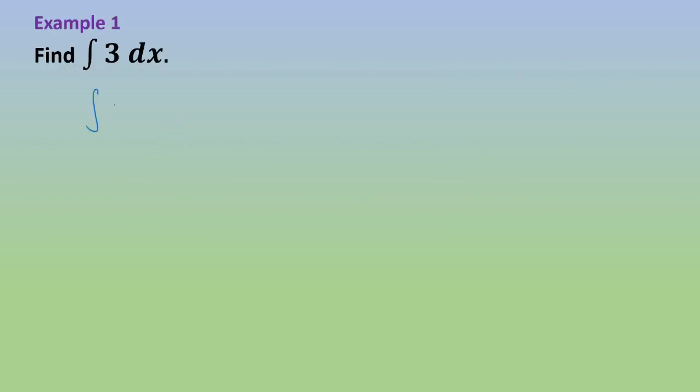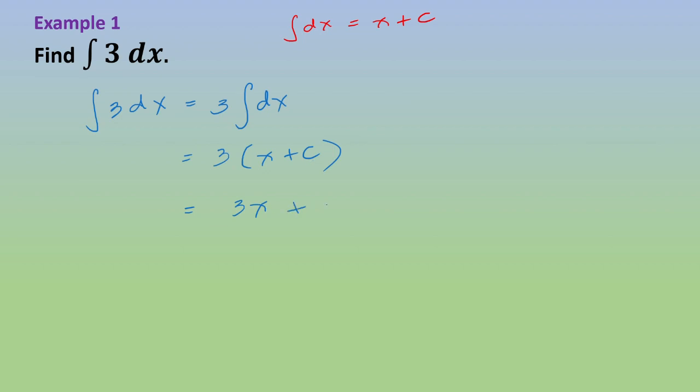So let's say we have the integral of 3 dx. We can have this as 3 and then integral of dx. Going back to our earlier slide, the integral of dx is equal to x plus c. So therefore, this would be 3, and then x plus c. Simplifying, this would just be 3x, and then 3 times c would still be a constant. So that would be 3x plus c. So this is our antiderivative.